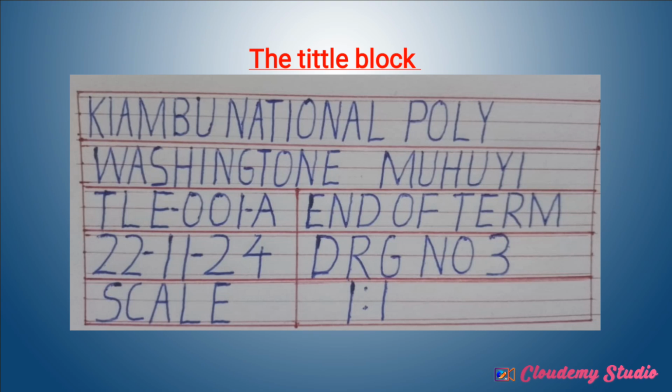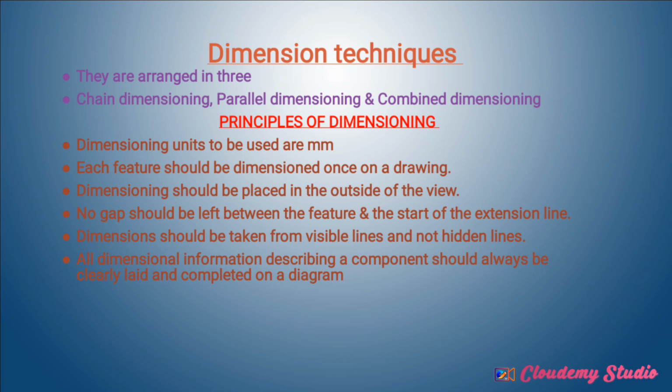So next we go to the final aspect, which is the dimensioning techniques. They are arranged in three. You have chain dimensioning, parallel, and combined. So I told you that if you have drawn an object and they have told you to dimension it, there are some few rules that you need to observe. First of all, the dimensioning units to be used are millimeters. So we do not use centimeters anywhere. So if you dimension an object and you are putting centimeters in it, then it means you will fail that particular aspect.